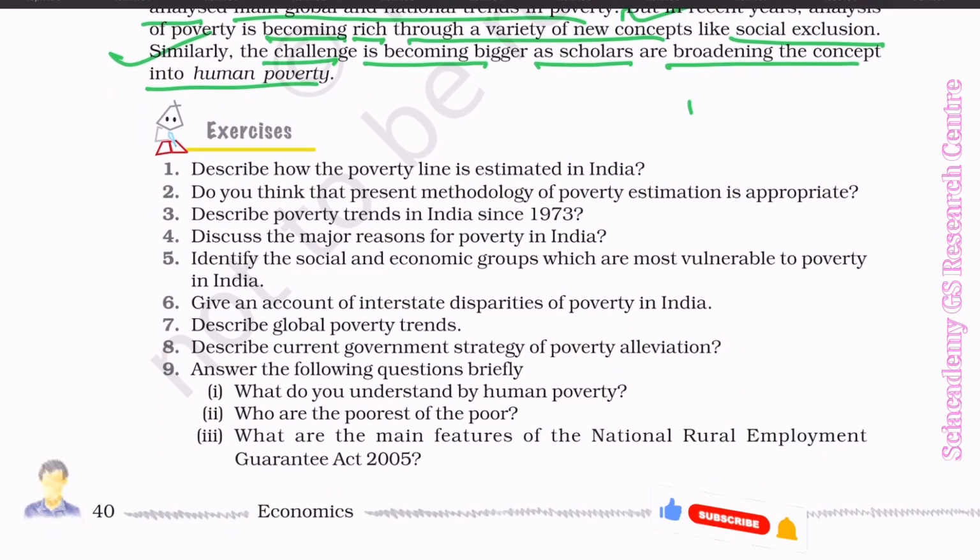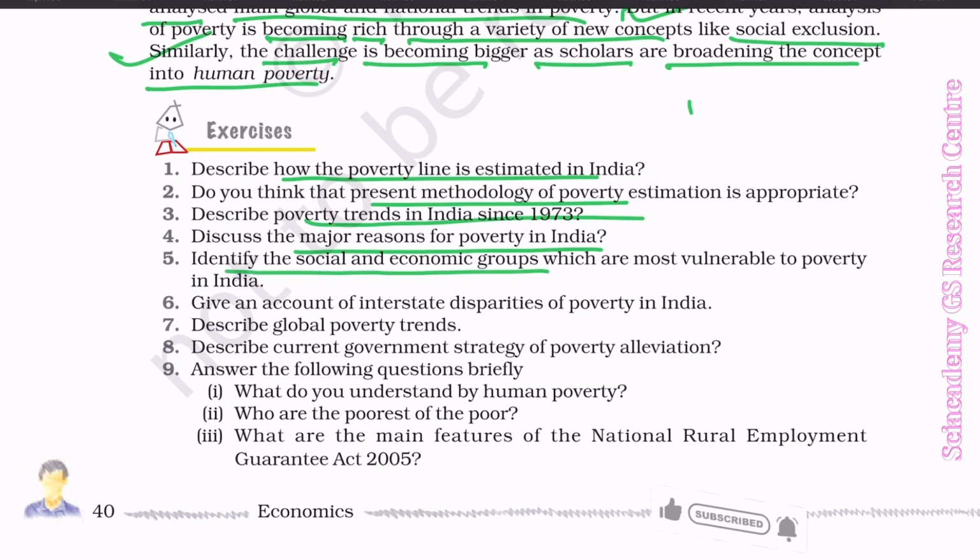Exercises. First, describe how the poverty line is estimated in India. Second, do you think that the present methodology of poverty estimation is appropriate? Third, describe poverty trends in India since 1973. Fourth, discuss the major reasons for poverty in India. Fifth, identify the social and economic groups which are most vulnerable to poverty in India. Sixth, give an account of interstate disparities of poverty in India.